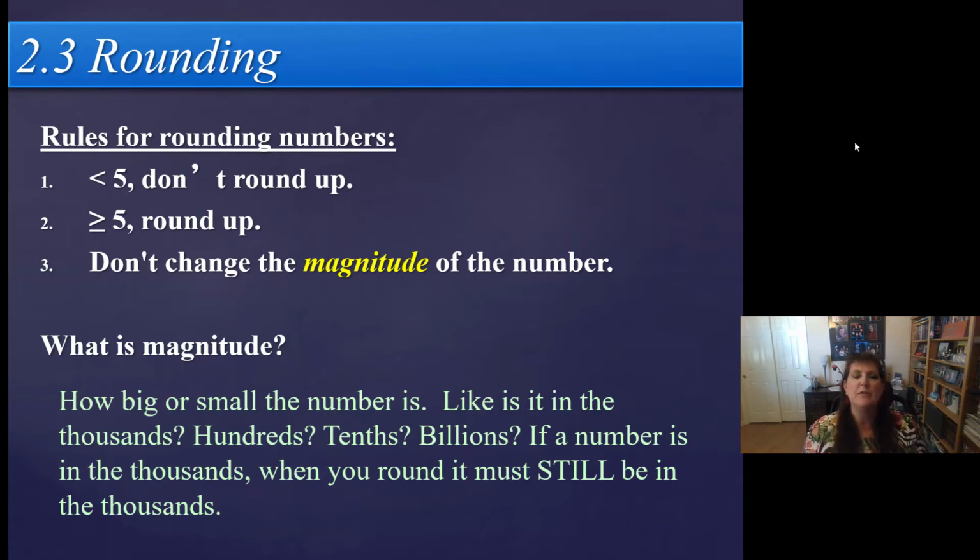I always ask my students in my face-to-face class, round 6,999. What does that round to? And the students, for the most part, say 7,000. You didn't say 7. 6,999 doesn't round to 7, it rounds to 7,000. So again, keep the magnitude. Use those placeholder zeros. 7,000 has some placeholder zeros in there. Use them to keep the magnitude.